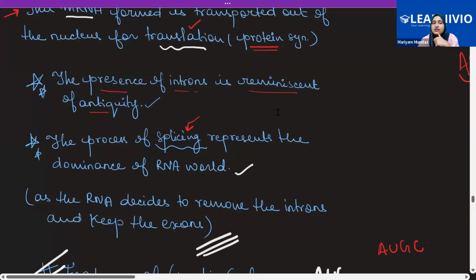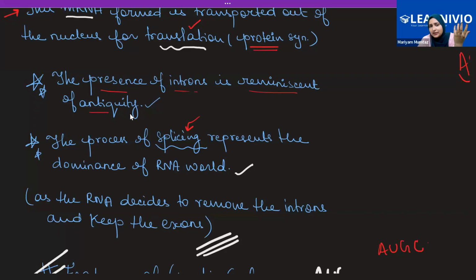Now, the presence of introns is reminiscent of antiquity, telling us how this entire evolution has taken place. Also, the process of splicing represents the dominance of the RNA world. This is a direct NCERT line that tells us that RNA decides to remove the intron and keep the exons so as to make it functional. But if it doesn't want to, it can become non-functional as well. Is it clear, students? So this was all there is to know as far as transcription is concerned.